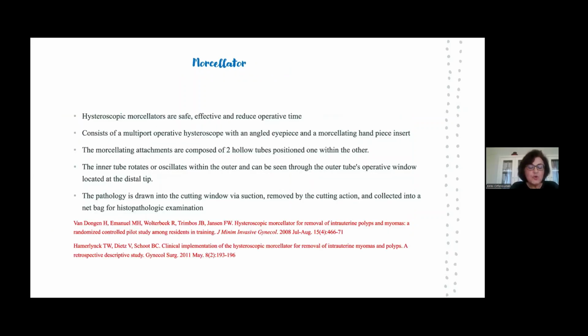Morcellator. Hysteroscopic morcellators are safe, effective, and reduce operative time. It consists of a multi-port operative hysteroscope with an angled eyepiece and a morcellating handpiece insert. The morcellating attachments are composed of two hollow tubes positioned one within the other. The inner tube rotates or oscillates within the outer and can be seen through the outer tube's operating window located at the distal tip. The pathology is drawn into a cutting window via suction, removed by cutting action, and collected into a bag for histopathological examination.